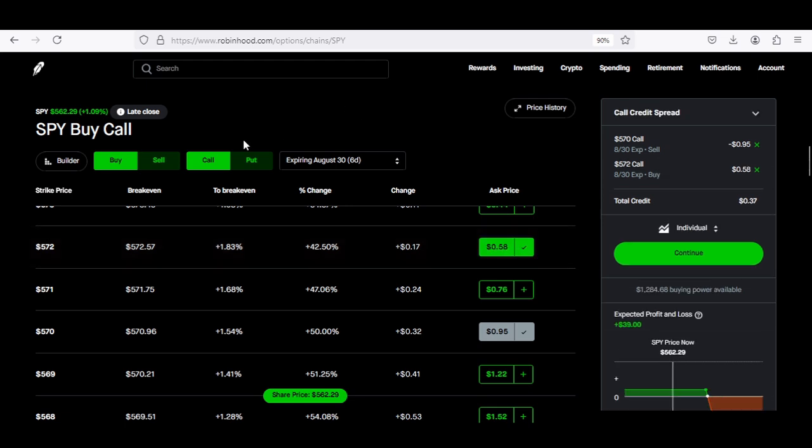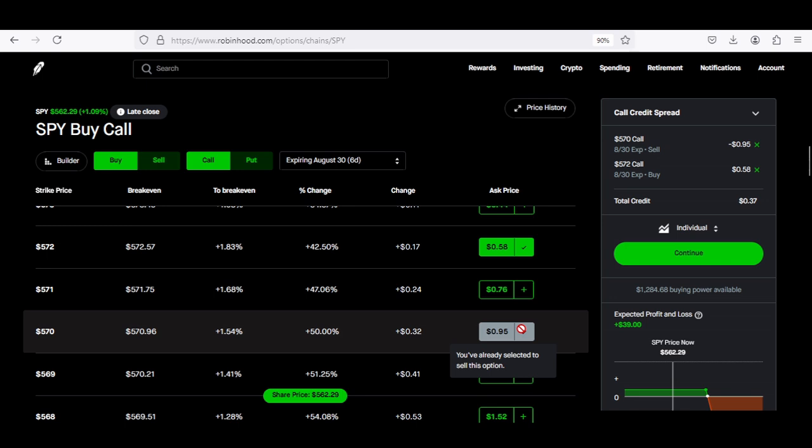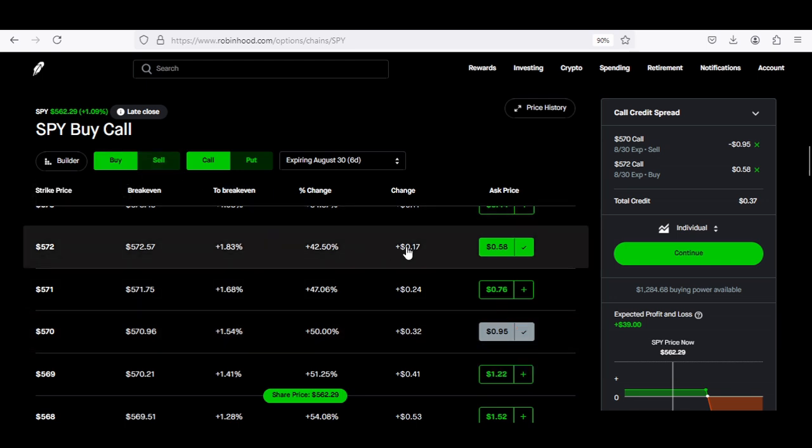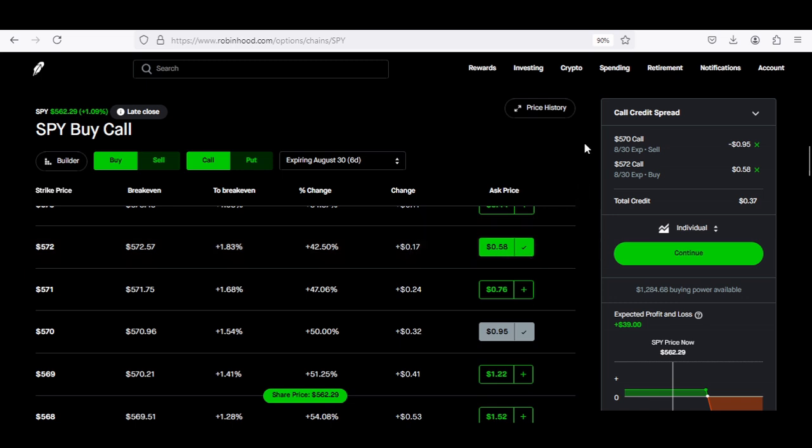And previously, we did sell a call, so we received 0.95 or $95. Now we're going to be buying a call, and now we're going to have to pay. So we're going to be paying 0.58 or $58. This option strategy is known as the call credit spread. Now, the call credit spread is an excellent option strategy for anyone trading with a small account, and I'm going to explain to you why.